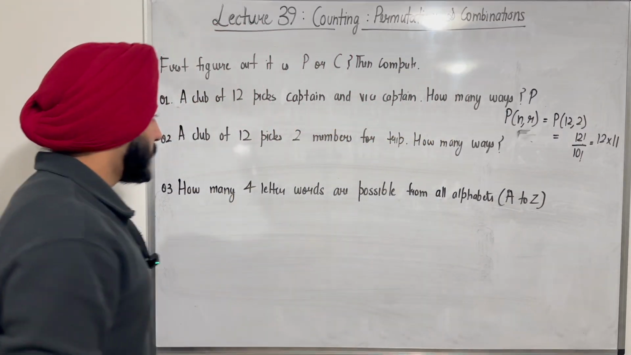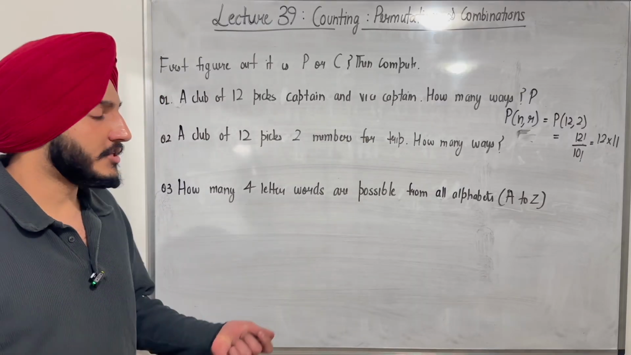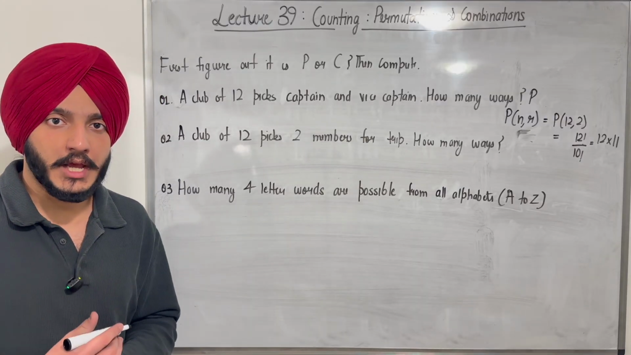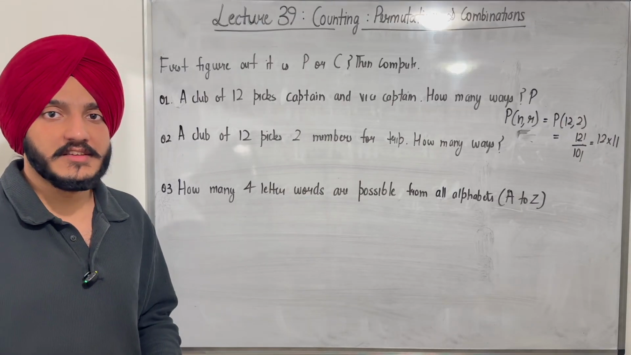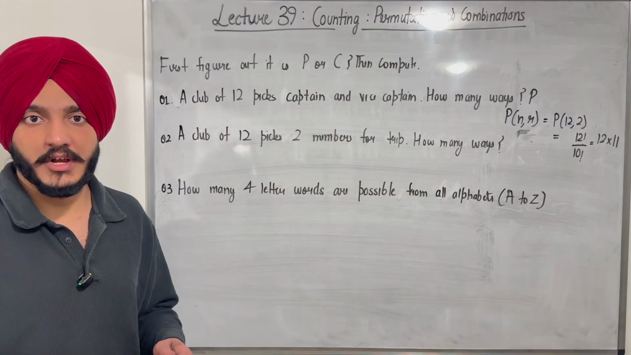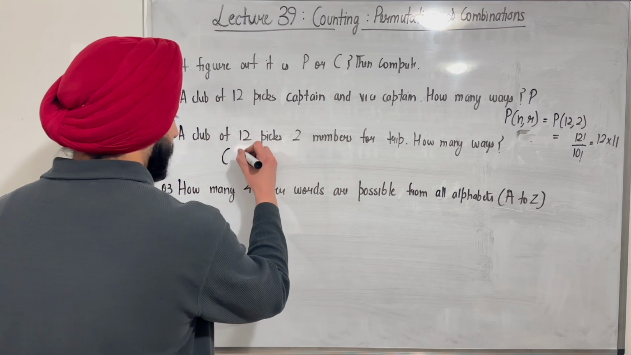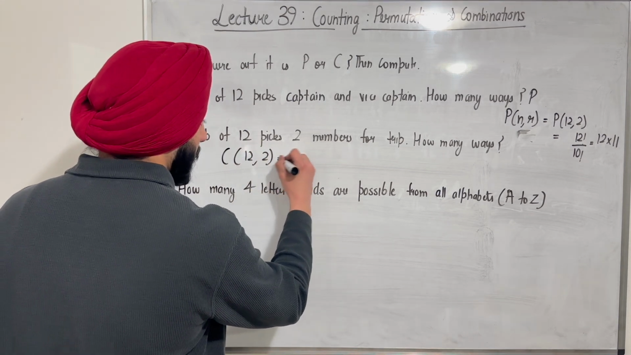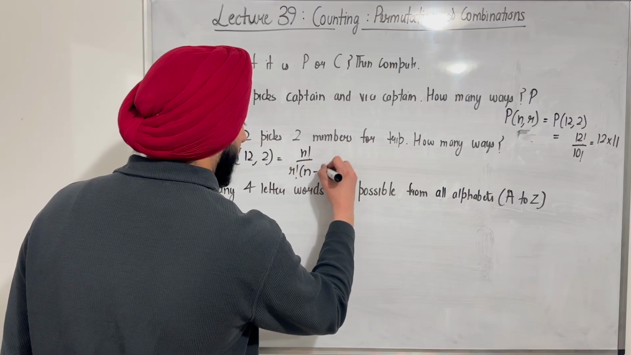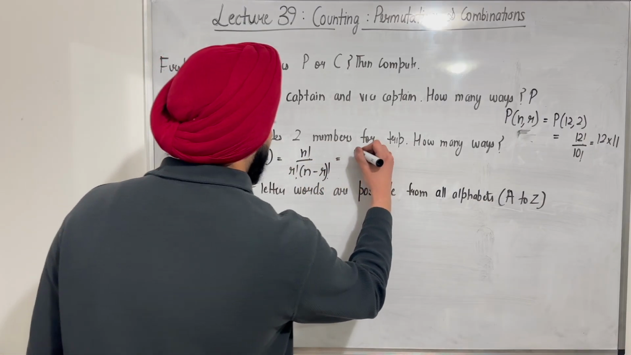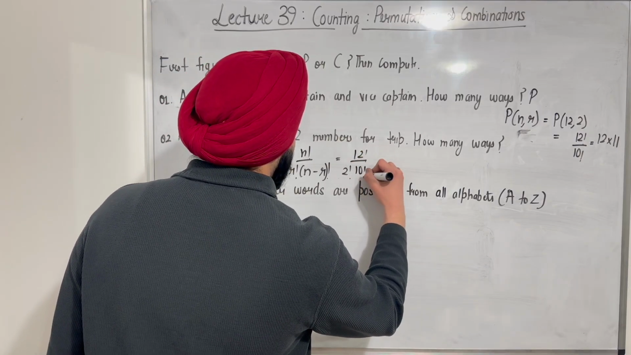Okay. Next one, a club of 12 picks 2 members for a trip. So how many ways are there? Okay. So now think about this, right? Let's say I pick John and Dave once again. If I pick John and Dave, or if I pick Dave and John, it's the same thing. That means rearranging them doesn't really matter, right? Order does not matter in this case. So hence it would be a combination, and the formula would be C of 12 comma 2. So it's pretty much n factorial by r factorial, n minus r factorial, right? Which would be 12 factorial by 2 factorial, 10 factorial.